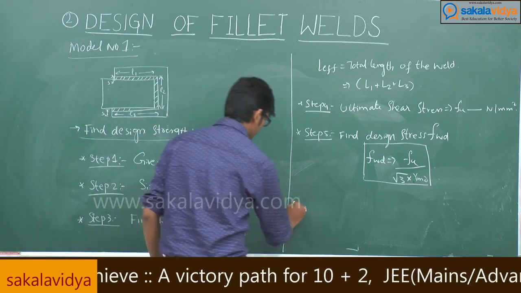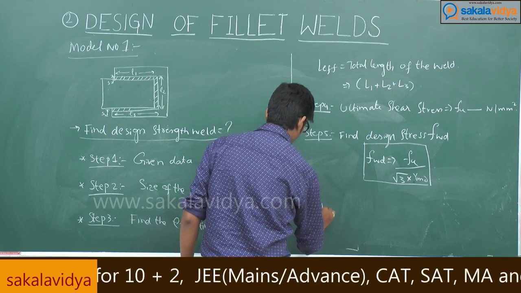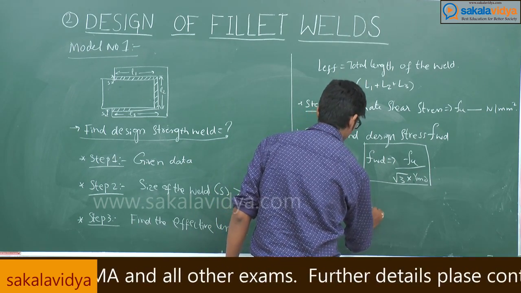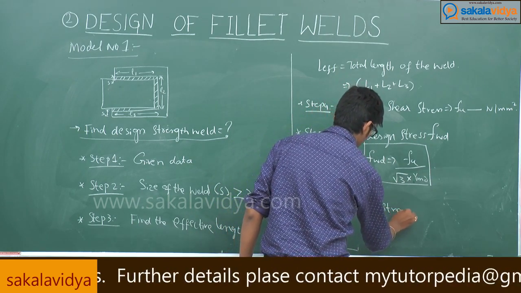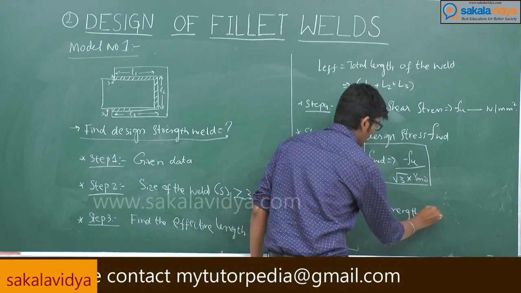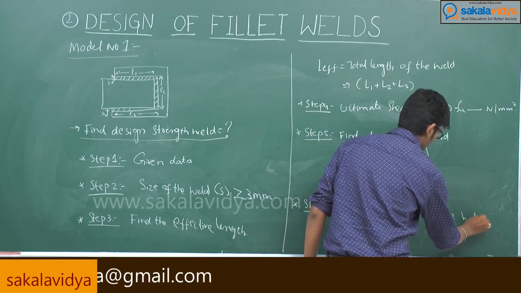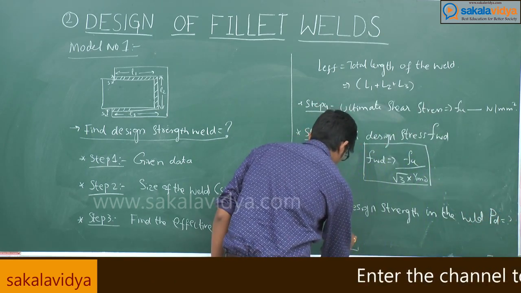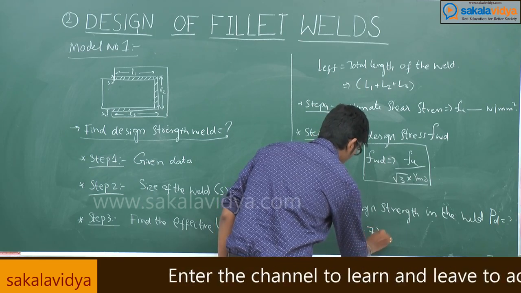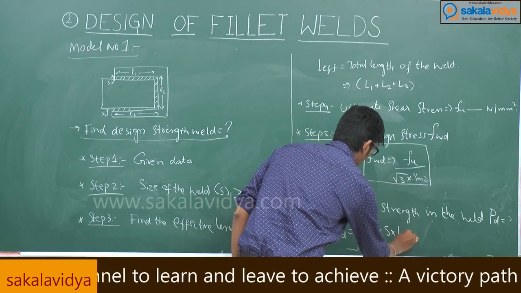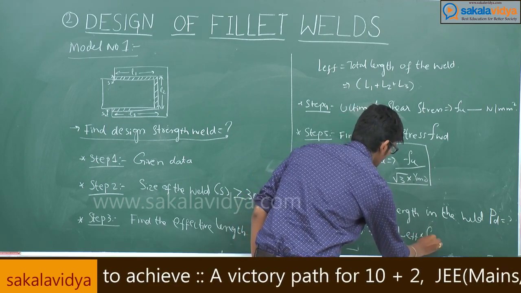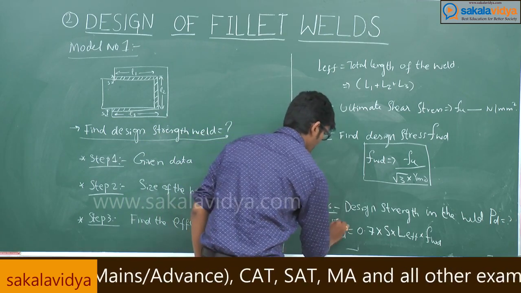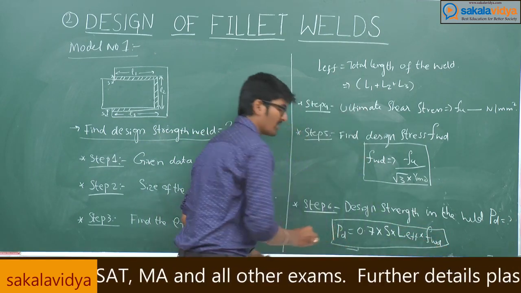The last step, step 6, is design strength in the weld. That is, P suffix D is how much? We are having the formula P suffix D is equal to 0.7 into size of the weld into L effective length into FWD, that is nothing but the design stress in the weld. So, this is the formula to find the design strength in the weld.